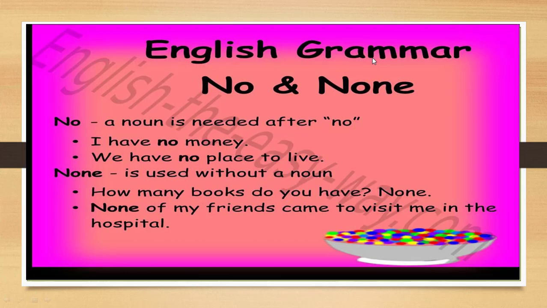The two expressions in English grammar, they are no and none. What is the difference between them? First of all, let's speak about no, then none. No is followed by a noun, which is needed after no. I have no money. We have no place to live. None is used without a noun. How many books do you have? None. None of my friends came to visit me in the hospital.